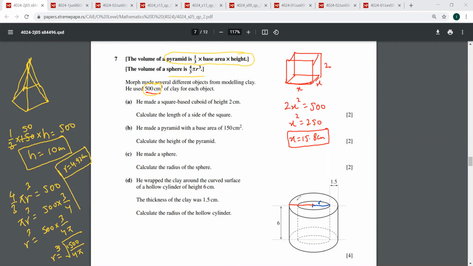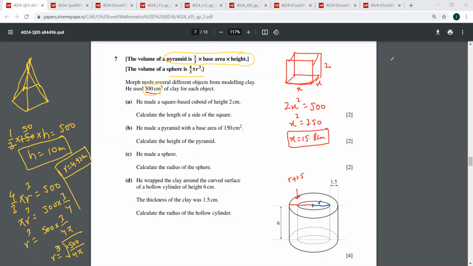Hmm? 1.5 plus r. Exactly. This is going to be 1.5 plus r. Yes, very good. r plus 1.5. Can I say now that the outer cylinder's volume minus the hollow cylinder's volume will be equal to this 500 centimeter cube, right?